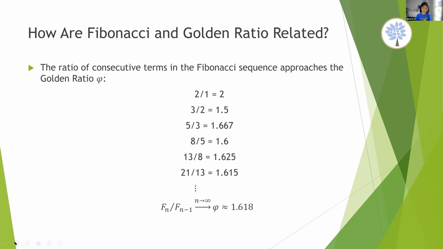Are Fibonacci and the golden ratio related? The ratio of consecutive terms in the Fibonacci sequence approaches the golden ratio, phi. Listed is the ratio of consecutive terms early on in the sequence. As we go down, the ratio gets closer to the golden ratio, and the value should converge to the golden ratio as n approaches infinity.